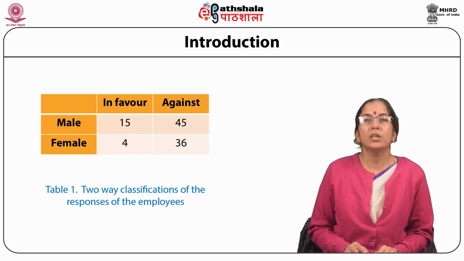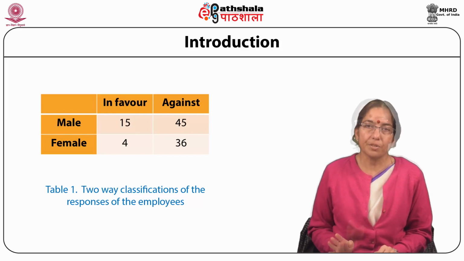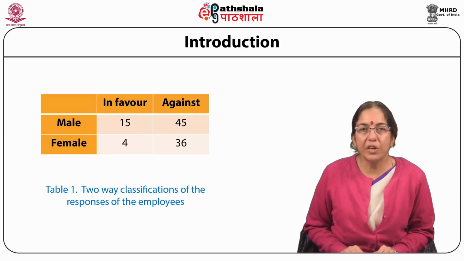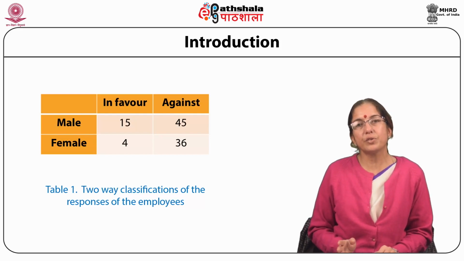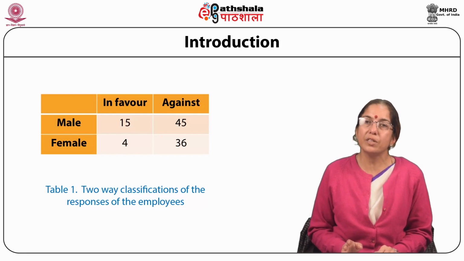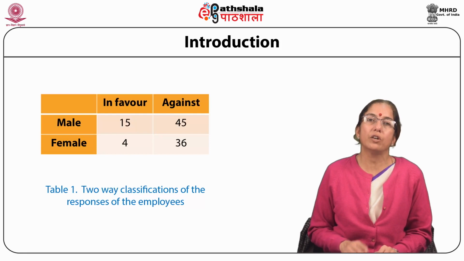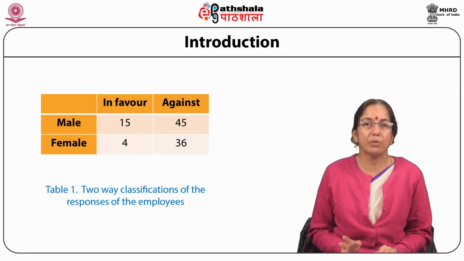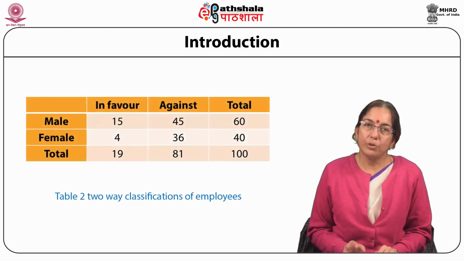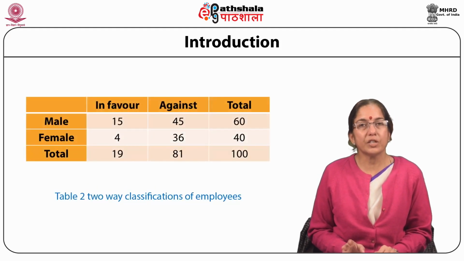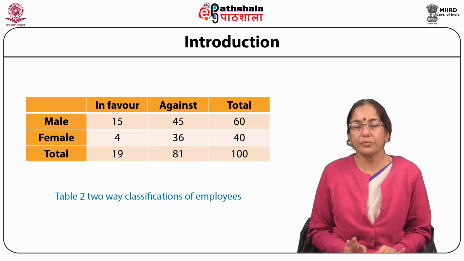In Table 1, each cell gives frequencies for 2 characteristics. For example, 15 employees in this group possess 2 characteristics: they are male and in favor of paying high salaries to CEOs. We can interpret the numbers in other cells the same way. By adding the row of totals and the column of totals to Table 1, we write Table 2, the two-way classification of employees.